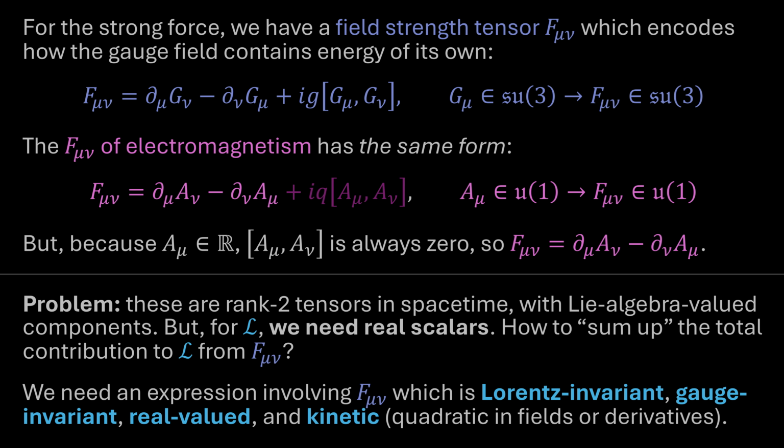Okay, so now to answer this question of how can we go from the field strength tensor to the way in which it contributes to the Lagrangian, I want to just look at exactly what we did for electromagnetism and then simply copy and paste.